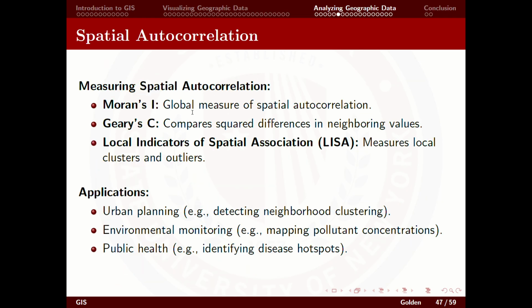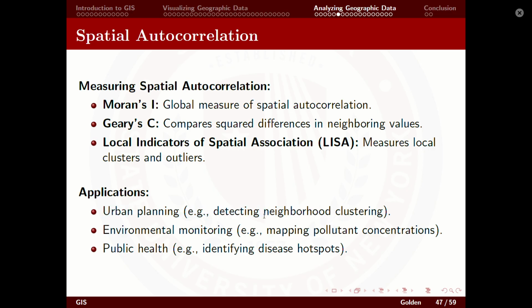So how do you measure geospatial correlation and make sure it's dealt with? You use Moran's I, which is a global measure of spatial autocorrelation, or Geary's C, which compares the squared differences in neighboring values. And you can use local indicators of spatial association, which measure the local clusters and outliers, and try to fit the set of locations that are similar to each other. This is more about clustering and the idea that there isn't a fixed amount of spatial correlation across space.